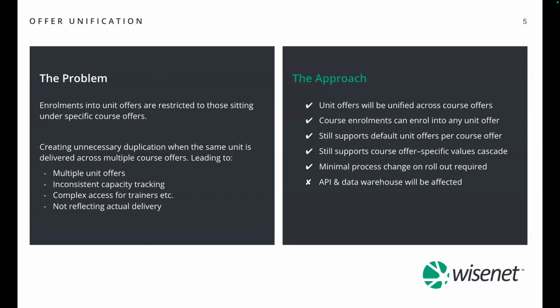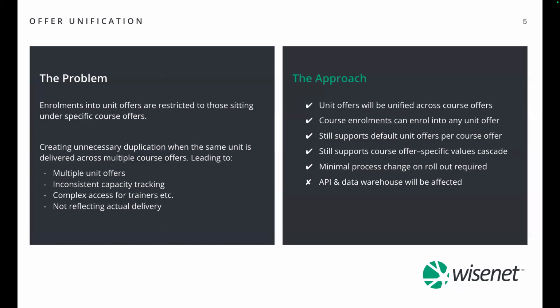And so it might actually be that you want 8 for the first course offer, 7 for the second course offer, and then none for the final one because they were not the quickest to enroll into that unit offer.